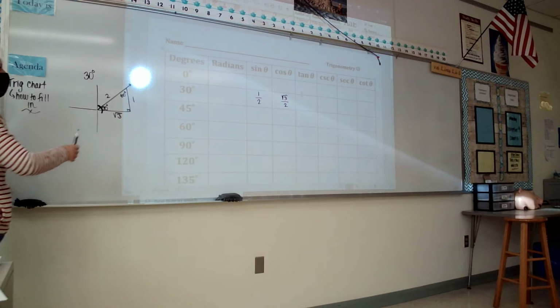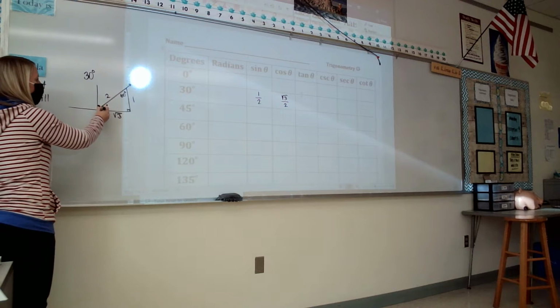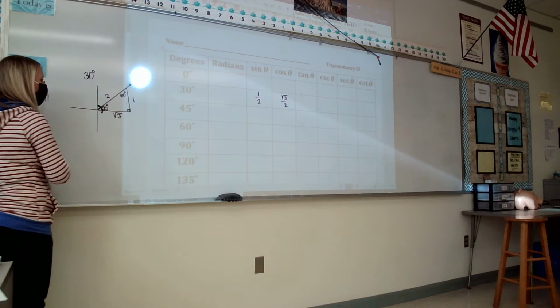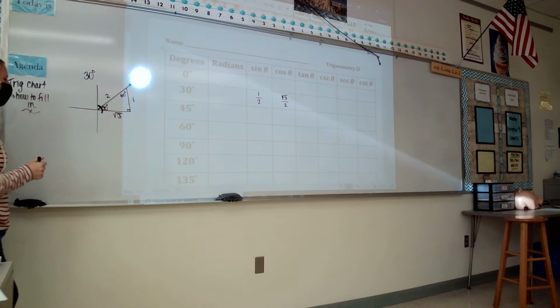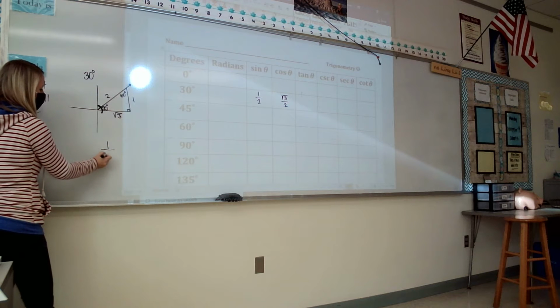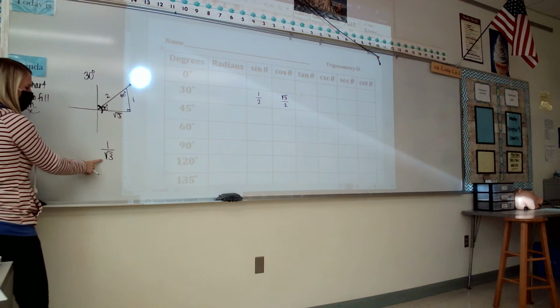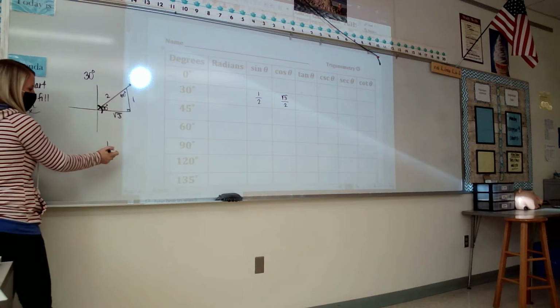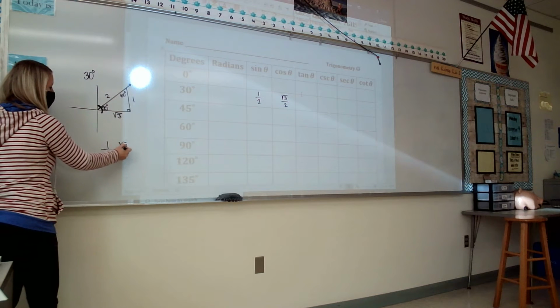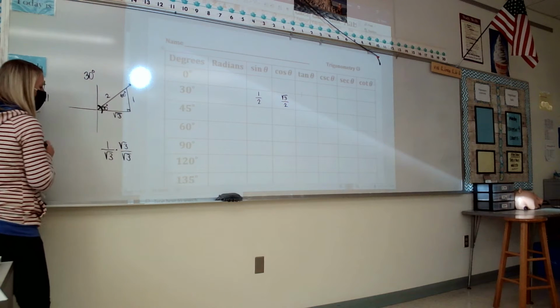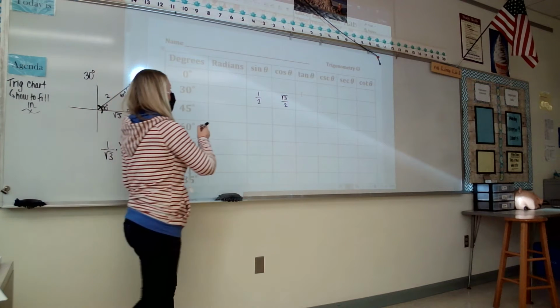So I'm using this triangle. Tangent is opposite over adjacent. So when I'm thinking that in my head, I'm thinking, oh, wait a second, I just said opposite over adjacent. In my chart, I don't want radicals in the bottom. I never want radicals in the denominator. So off to the side or on a scrap piece of paper, I'm going to rationalize that. And it comes out to square root of 3 over 3.